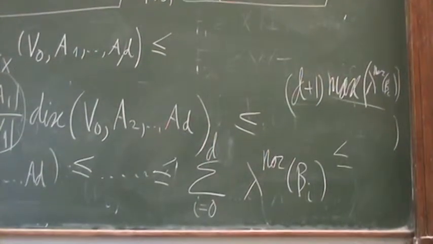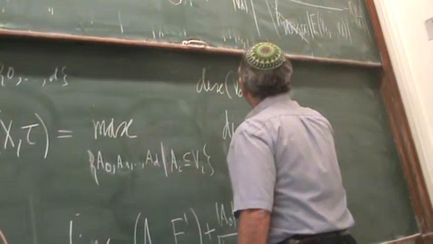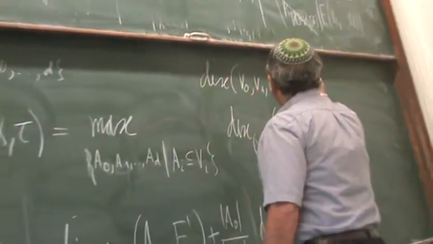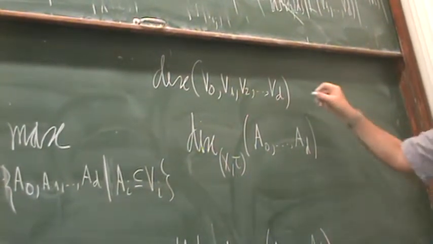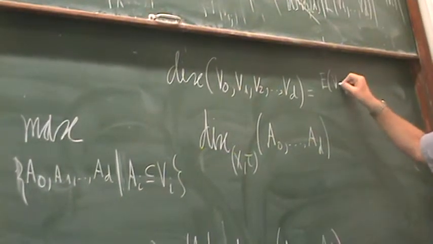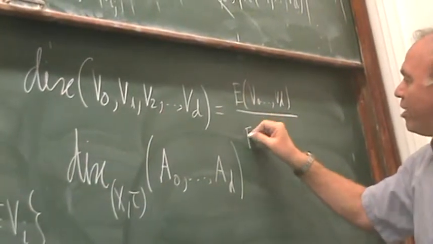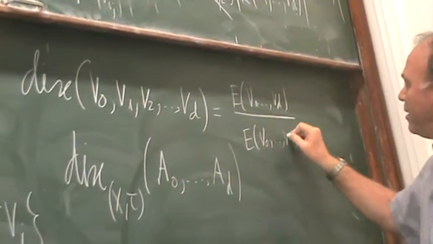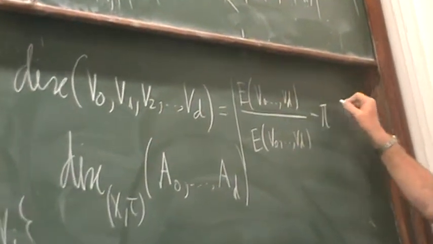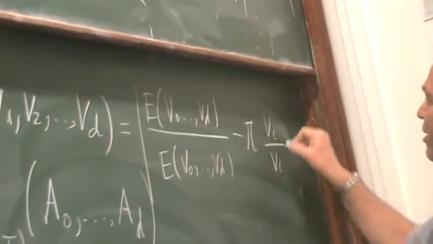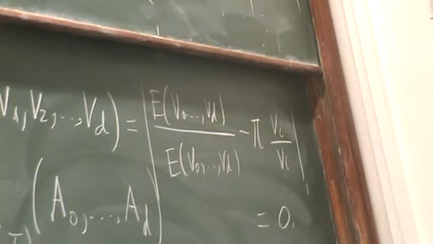The discrepancy eventually, you see, I'm getting the discrepancy of V0, V1, V2, up to VD. I'm filling all of them, right? But what is this? By definition, this is the number of edges between them divided by the total number of edges, which is exactly the same thing. It's 1 divided by 1, minus the product of VI divided by VI. So it's 1 minus 1 is equal to 0. Good.